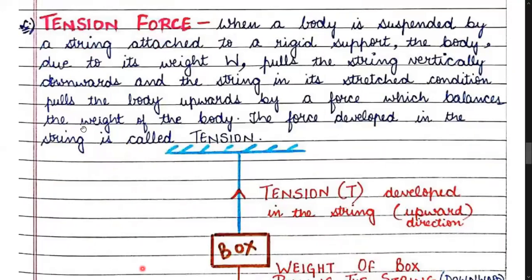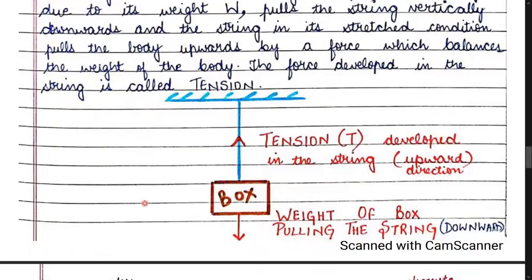Children, next comes the force due to tension, which is also known as tension force. Now, when a body is suspended by a string attached to a rigid support, the body, due to its weight, pulls the string vertically downwards, and the string in its stretched condition pulls the body in an upward direction by a force which balances the weight of the body. The force developed in the string is called tension.